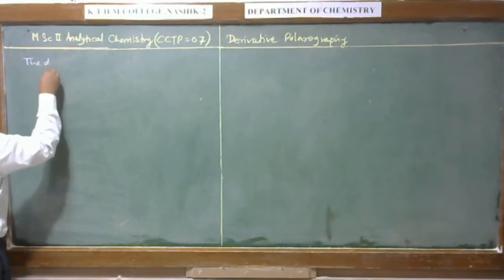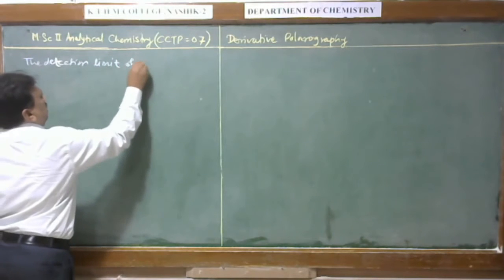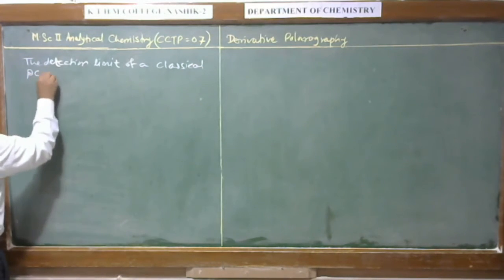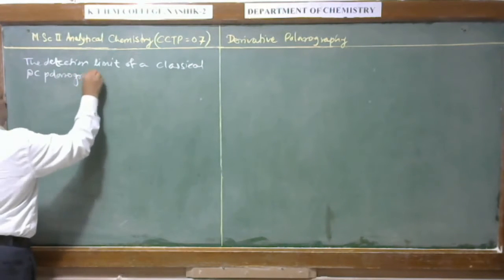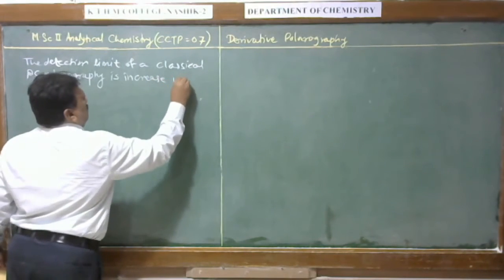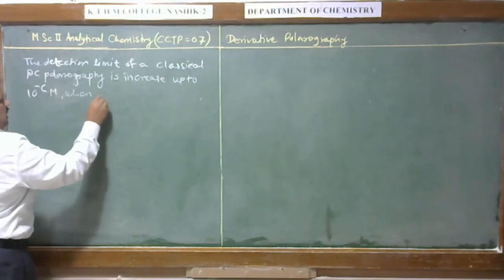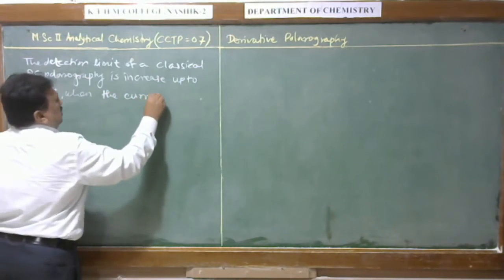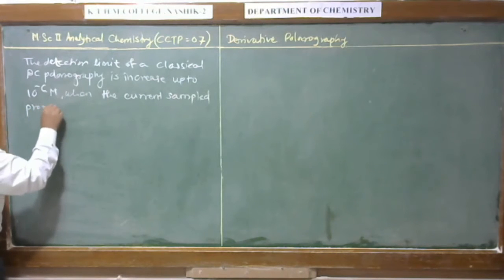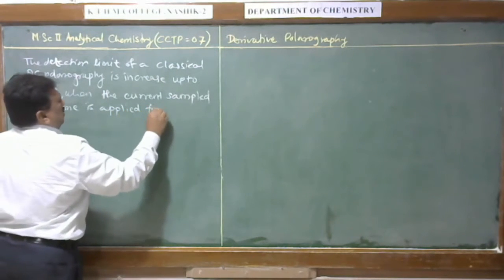The detection limit of classical DC polarography is increased up to 10 raised to minus 6 moles when the current sampled program is applied for measurement.